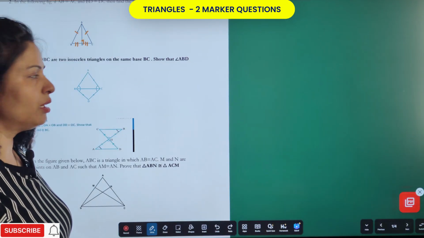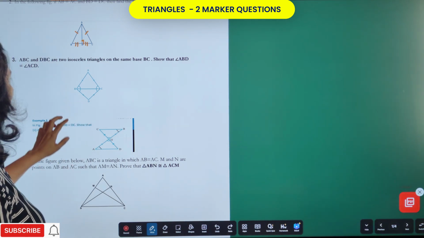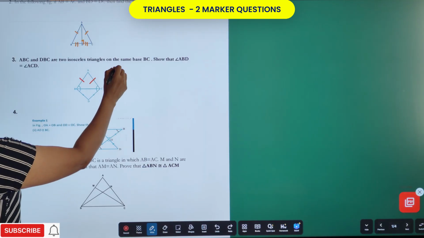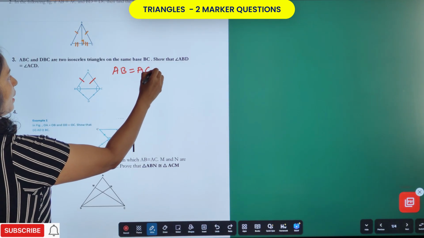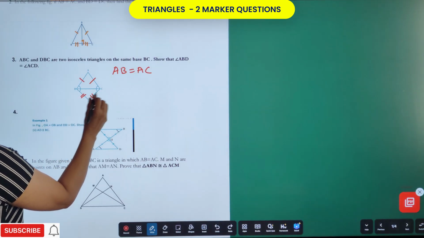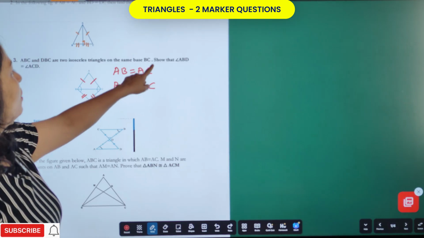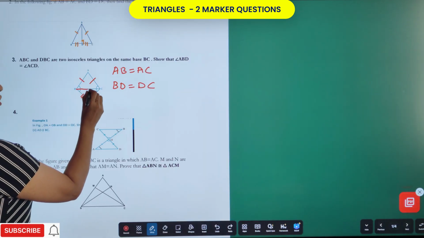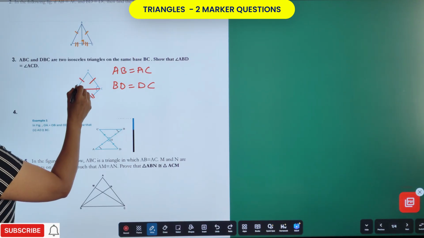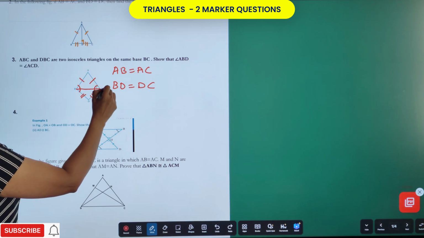Now coming to the third question. ABC and DBC are two isosceles triangles. If you can see here, ABC is isosceles where AB is equal to AC, and DBC is also isosceles, where BD is equal to DC. They are sharing the common base BC. So show that angle ABD is equal to angle ACD.